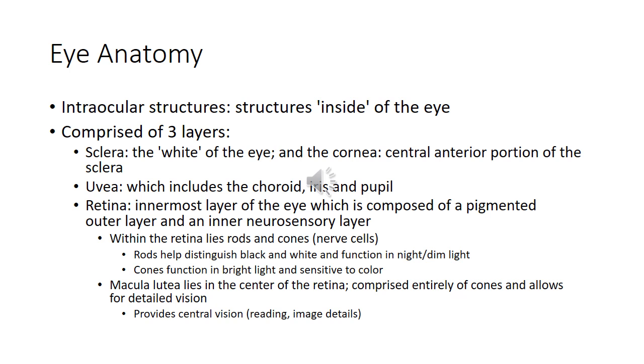The retina is the innermost layer of the eye, which is composed of a pigment outer layer and an inner neurosensory layer. So within the retina lie the rods and the cones. Rods help distinguish black and white and function in night and dim lighting. The cones function in bright light and are sensitive to colors. The macula lutea lies in the center of the retina and is comprised entirely of cones and allows for detailed vision. So it provides us with central vision that we need for reading and seeing images and details.